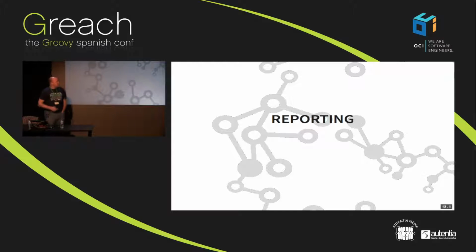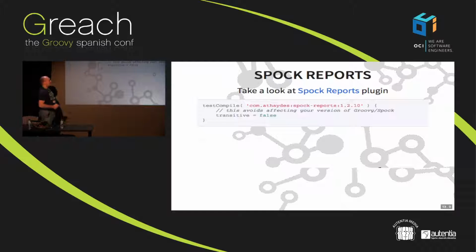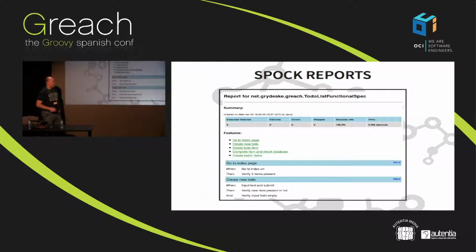All right. When it comes to reporting, well, by default, the Spock reports are nicely formatted, and you get all the output from the Spock Power asserts. But I strongly recommend you to take a look at the Spock Reports plugin. It has really nice support when we're using JEP test, especially when you write your annotations outside the given, when, then blocks. That means you have some test reports that by default look something like this.